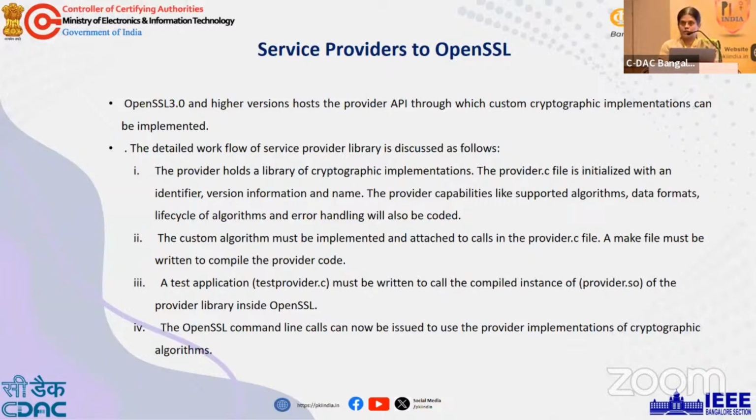So the provider holds a set of cryptographic implementations, and it has been initialized by a provider.c file to OpenSSL. So the custom algorithm will be implemented and will be attached as calls to the providers. And a makefile will be written. A makefile will contain the necessary information about the object identifier of an algorithm, the structure of the key, the time taken for the key generation, signing and verification phases, and of course the error codes. Everything will be written and the makefile will be called by means of the test application.